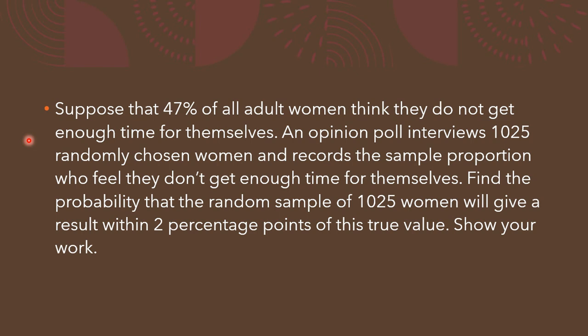The question that we're asking is, what's the probability that the sample that we got was within 2 percentage points of what the actual amount is? So if that 47% is the actual amount, what's the probability that the proportion of those 1,025 women will be between 2 percentage points below, 45, and 2 percentage points above, 49? That's what we're going to be doing, showing our work.